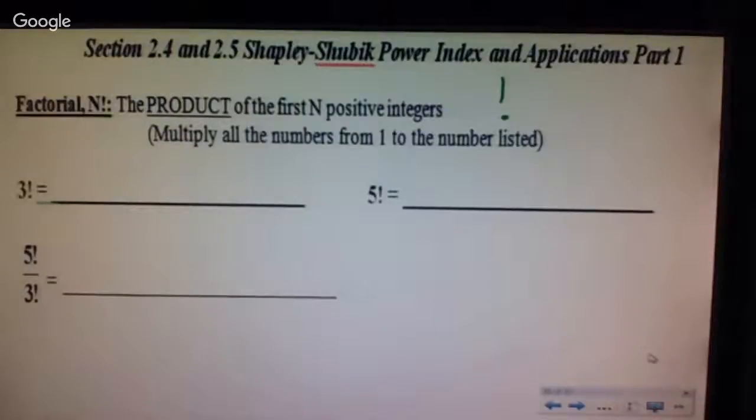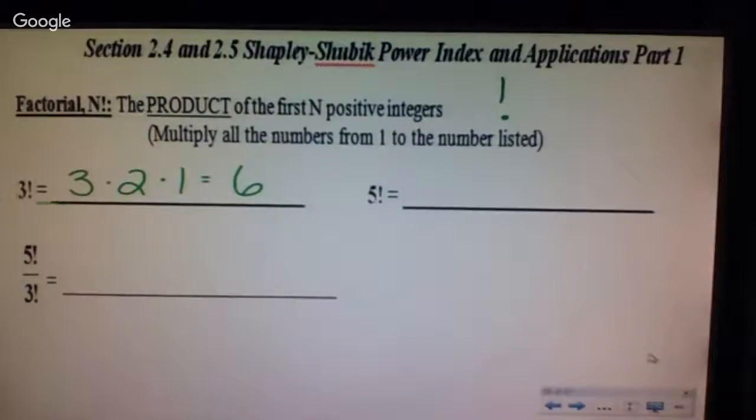So, if I have 3 factorial, that means I start at 3, I multiply that against 2, and then I multiply that against 1, and get my answer. So what's 3 times 2 times 1? 6. You're making me a little nervous over there. I thought I had to step back to elementary school.